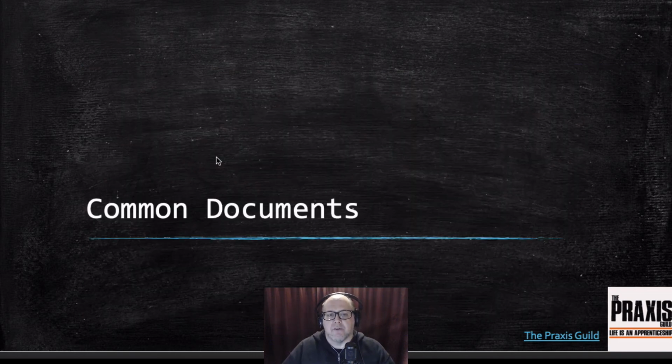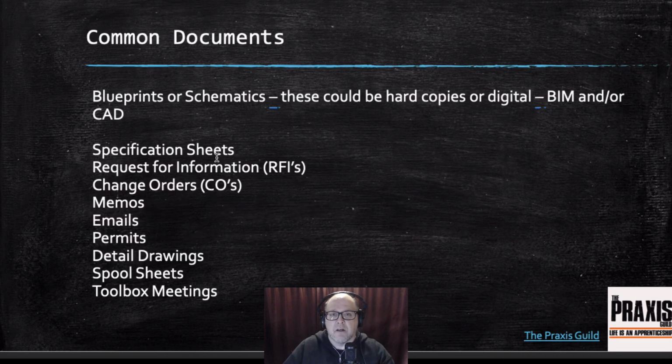And so to round out this piece, there are some common documents that I wanted to highlight in this video that we should be aware of. Blueprints and schematics, I've already highlighted those for you. And again, these could be hard copies, actual print paper in front of you, and the print paper could be large. It could be 8.5 by 11. It could be as much as 2 feet by 3 feet or 2 feet by 4 feet, depending on what we're doing.